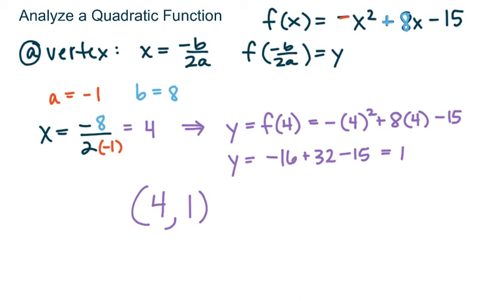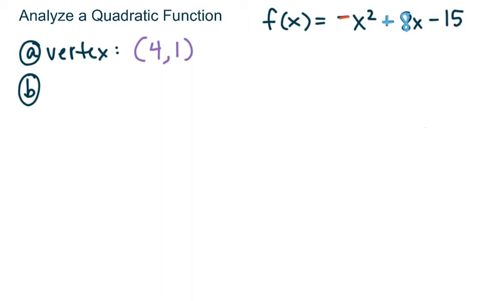That means my vertex is the ordered pair (4, 1). I'm going to clean the screen up a little bit. So I've written my vertex (4, 1) as an ordered pair up here.